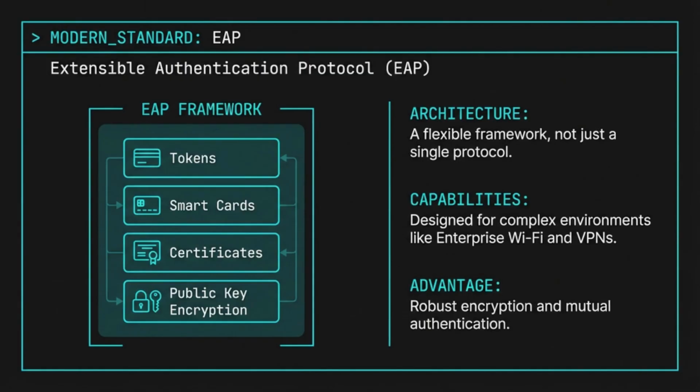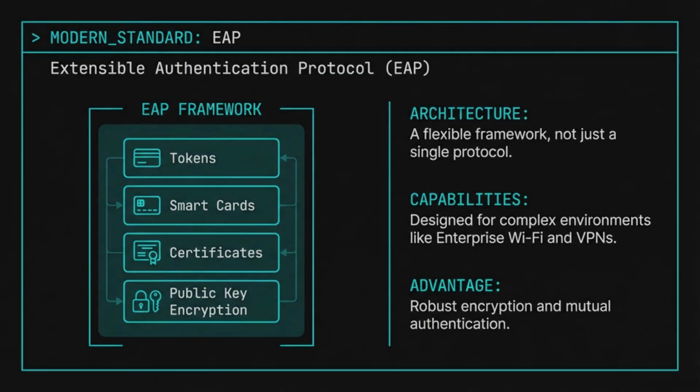But the evolution didn't stop there. Today's modern standard is EAP, the Extensible Authentication Protocol. Now, EAP isn't really a single protocol, it's more of a flexible framework. It's built for complex setups like enterprise Wi-Fi and VPNs, and it supports a whole arsenal of strong methods. We're talking tokens, smart cards, certificates, you name it. Its main advantage is providing robust, mutual authentication.